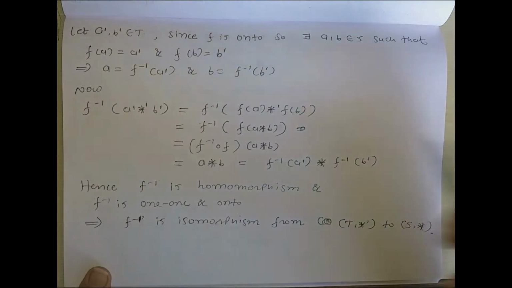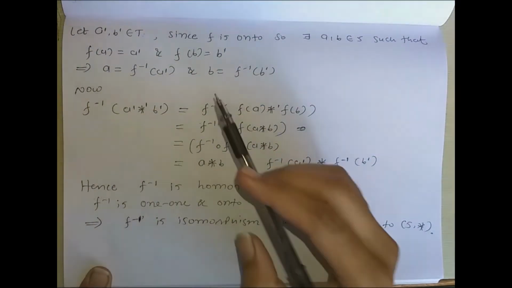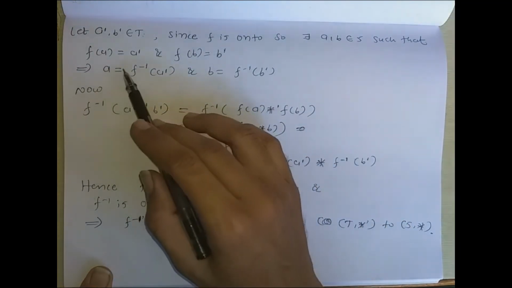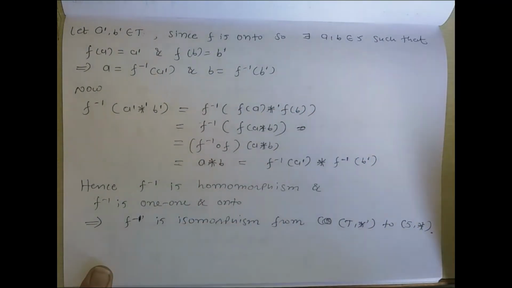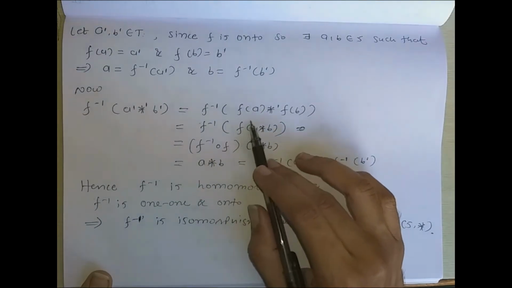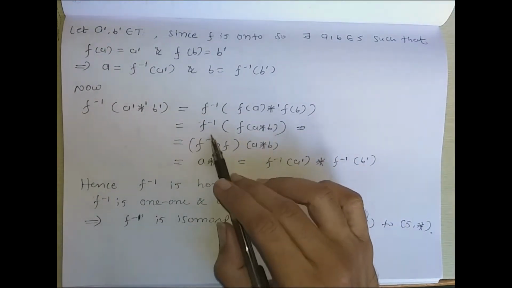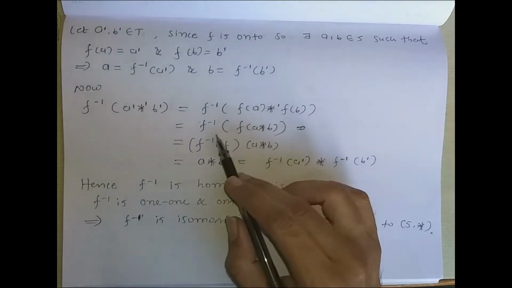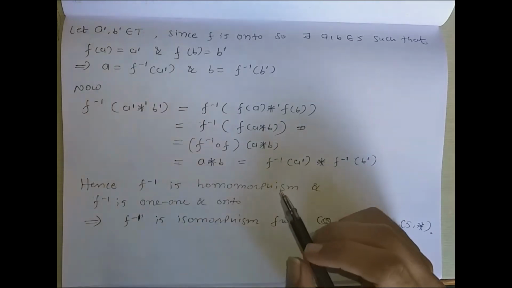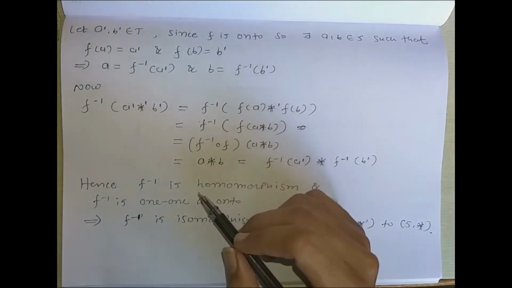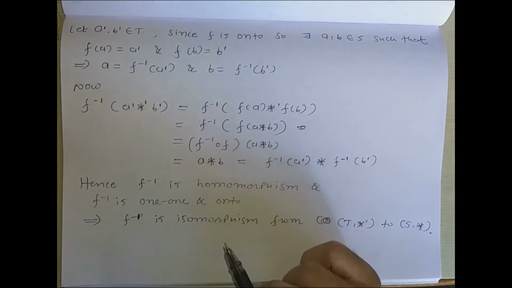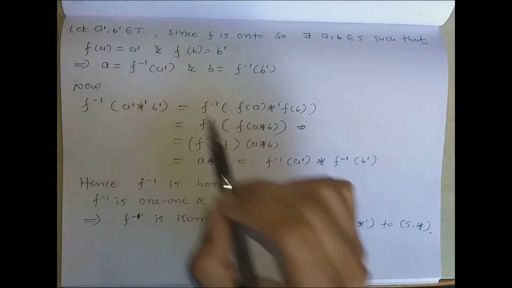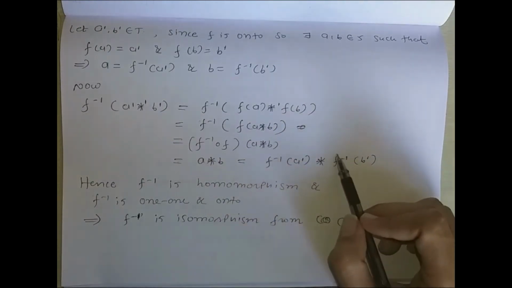Simple computation. Now F inverse of A' star' B' is equal to F inverse of, putting A' equal to F of A and B' equal to F of B, F inverse of F of A star' F of B. This is equal to F inverse of F of A star B. Now the composition of F inverse and F is the identity function, and the identity function gives the same value, that is A star B. But A is equal to F inverse A' and B is F inverse B', so we get F inverse A' star F inverse B'.